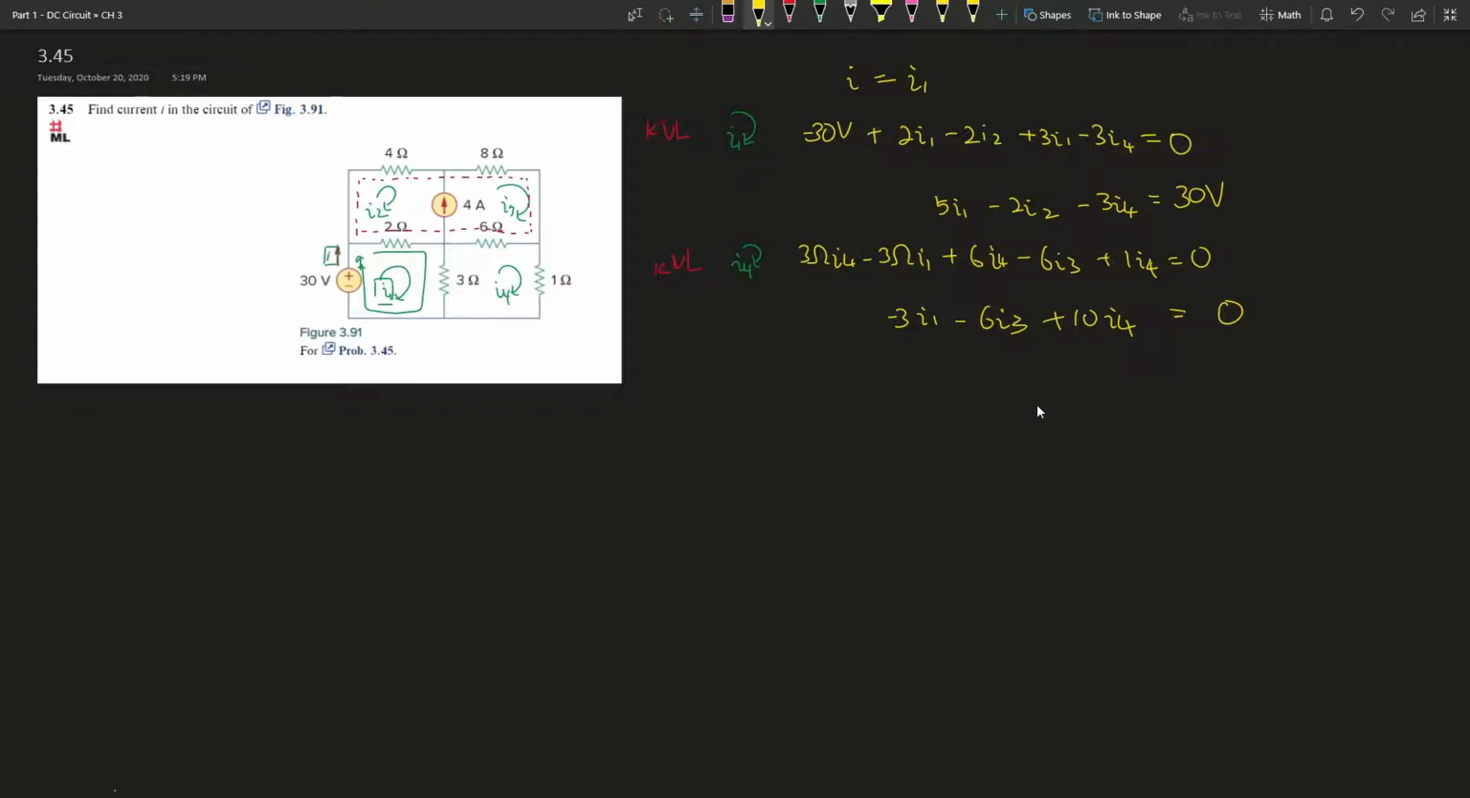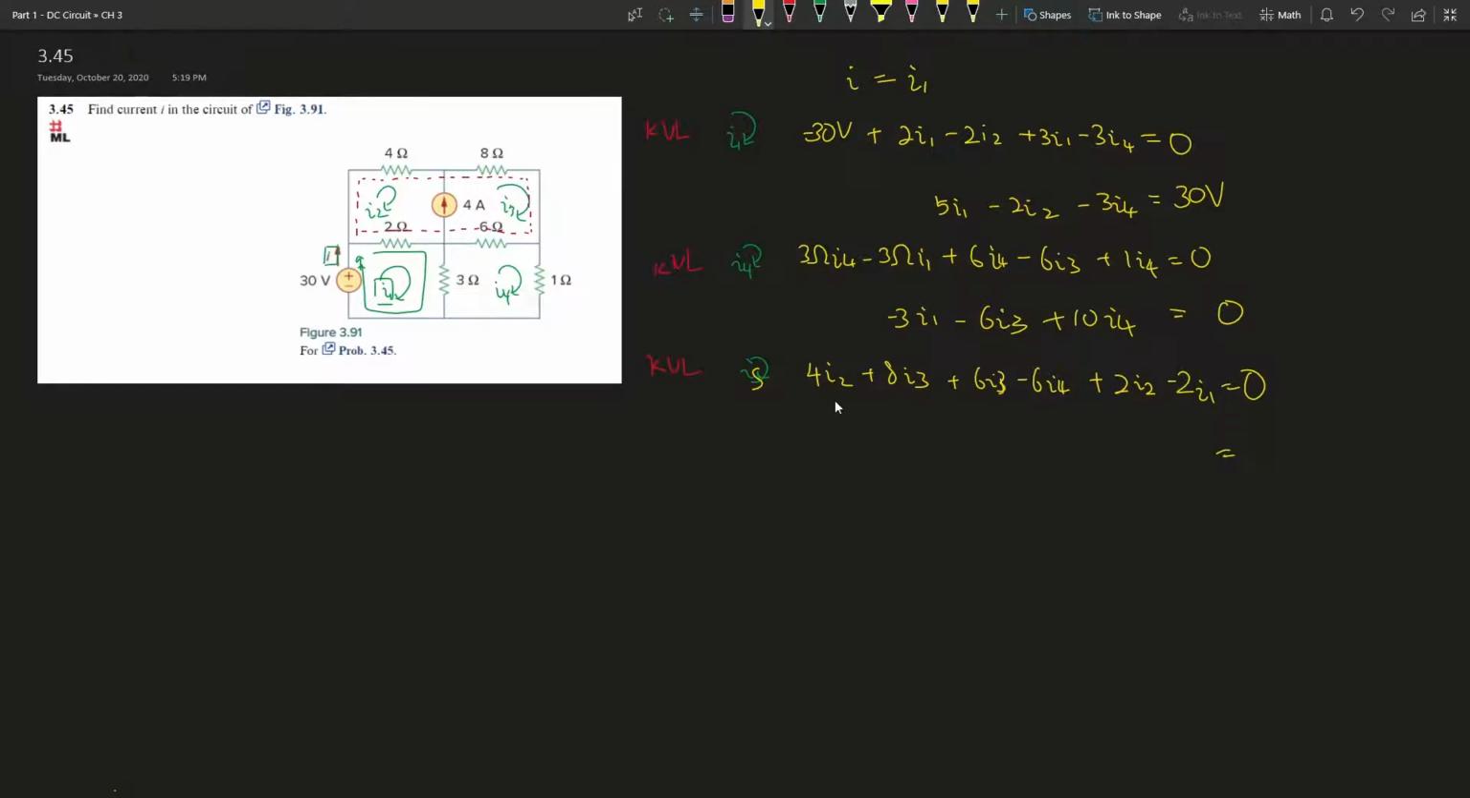Okay, fantastic. Now let's deal with the super mesh system. We're still applying Kirchhoff voltage law. Starting from the bottom right corner, going to the top left corner, we have 4I2 plus 8I3 plus 8I3, 6I3 minus 6I4 plus 2I2 minus 2I1. Okay, this whole thing gives us 0.